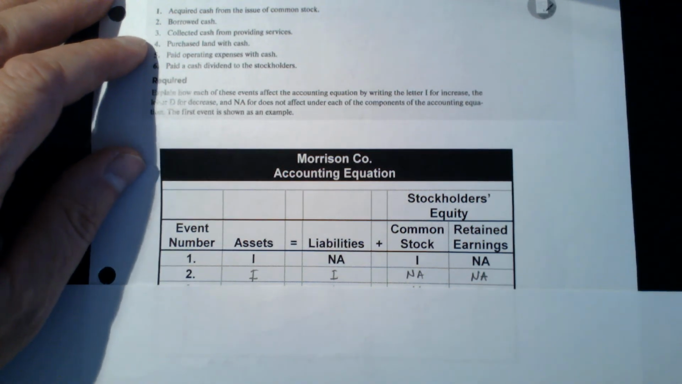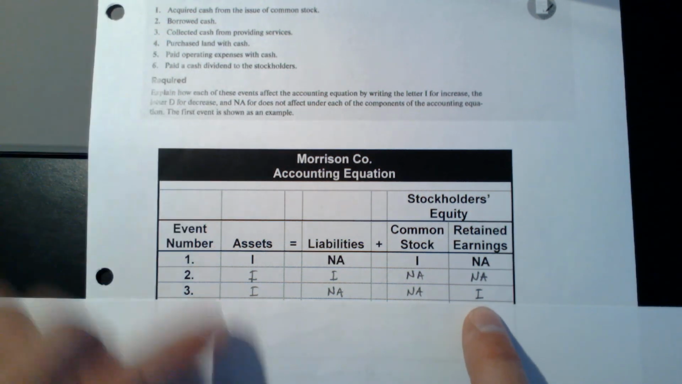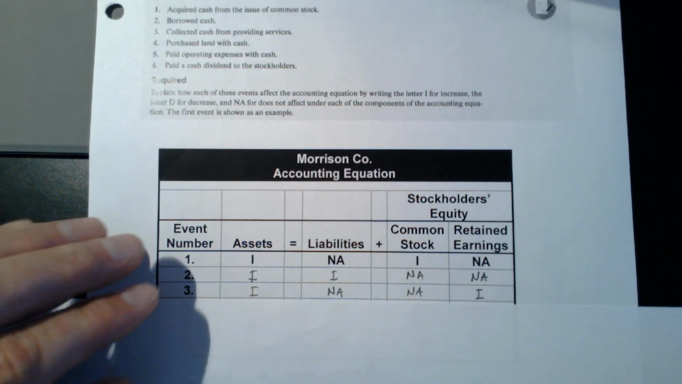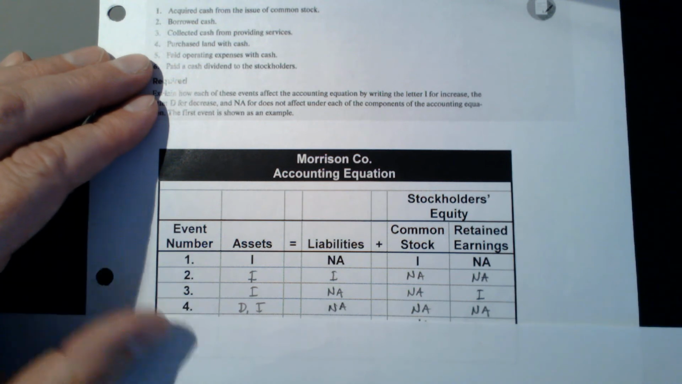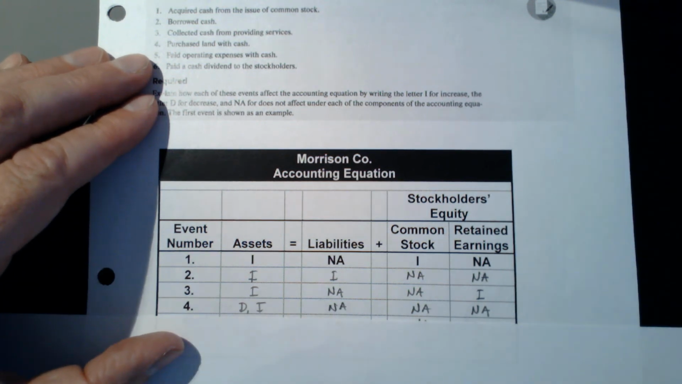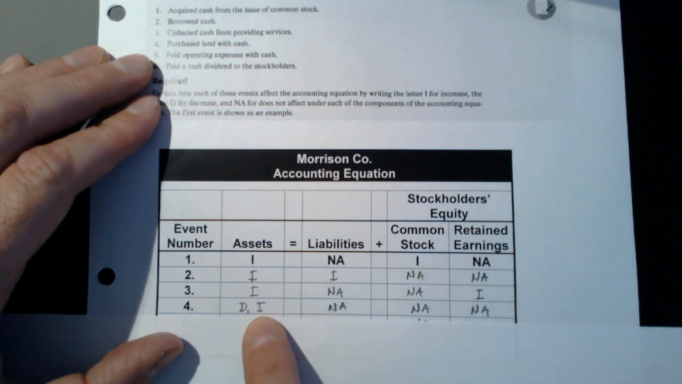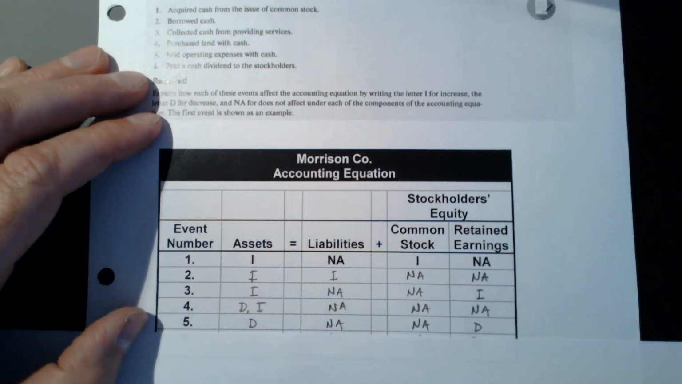Next one here, we collected cash from providing services. In that case, my retained earnings goes up as part of stockholders' equity. Revenue increases retained earnings, and my assets go up. Next one here, we purchase land with cash. In that case, I have one asset decreasing and another asset increasing, and everything else doesn't change.